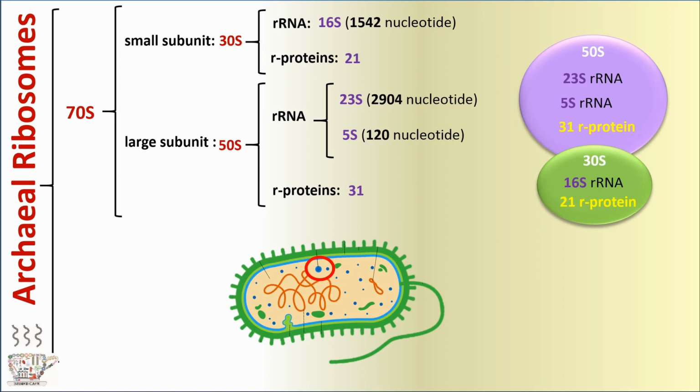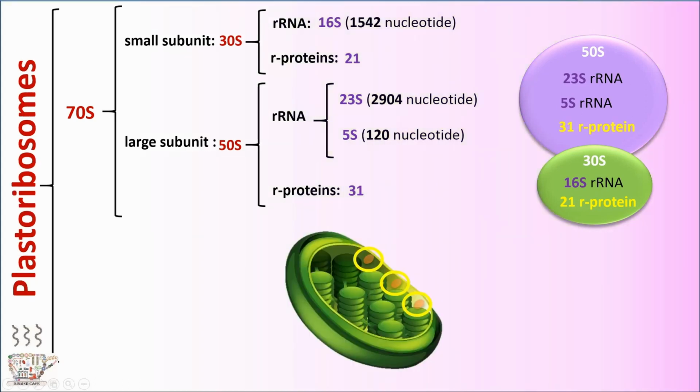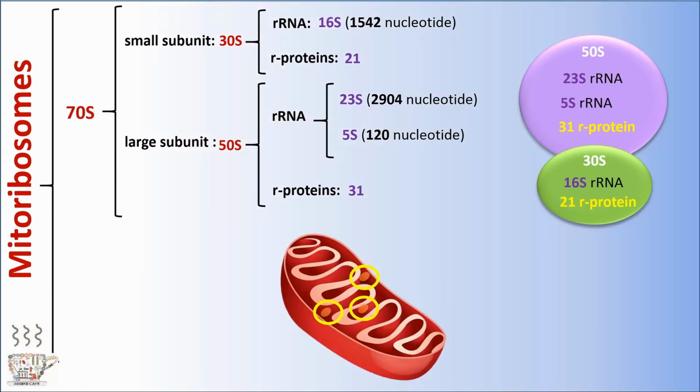Archaeal ribosomes. Ribosomes in archaea are the same as prokaryotes. Plastiribosomes. They are ribosomes in chloroplast that are the same as prokaryotic ribosomes. Mitoribosomes. They are ribosomes in mitochondria that are the same as prokaryotic ribosomes.